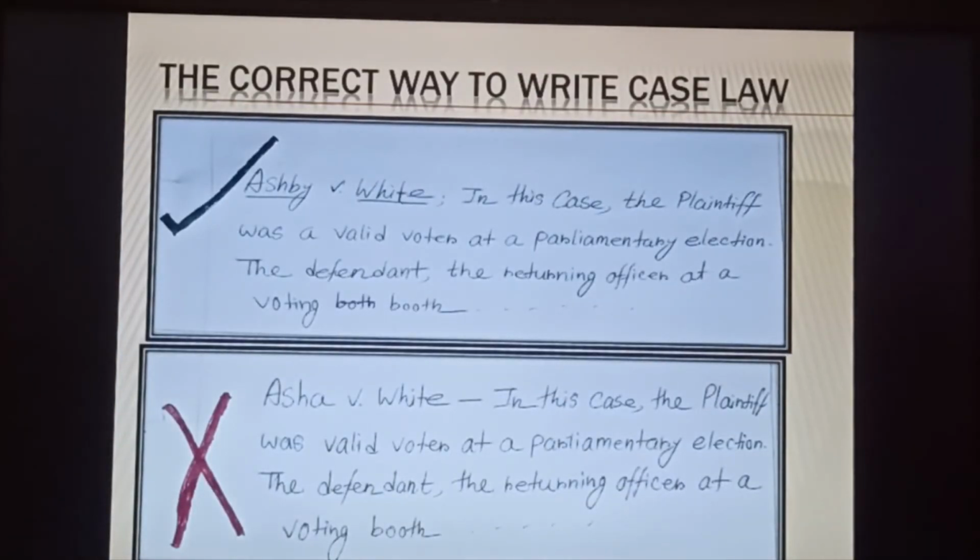Now, the correct way to write case laws. In the first portion, that is the correct way to write a case law. Always write the name, Ashby versus White, then underline the names of the petitioner and the respondent, or the plaintiff or the defendant, whichever it is. But never write any other name if you don't remember the exact name of the case law. Please don't write it, otherwise you will not get any credit.